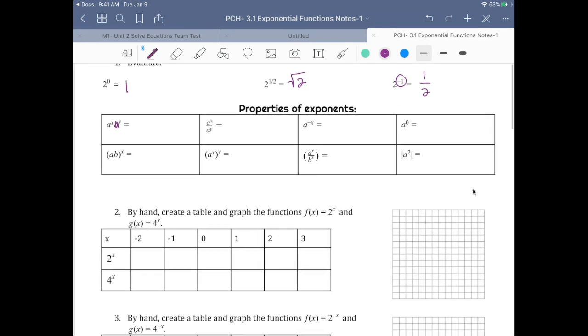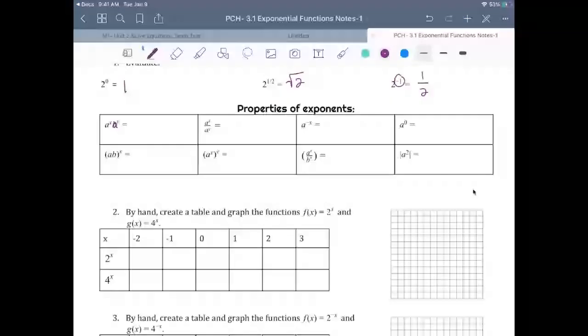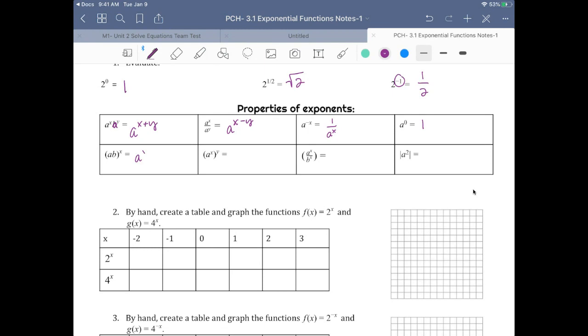Some properties of exponents. If I have a to the x times a to the y, that's a to the x plus y. A to the x over a to the y is a to the x minus y, the exponents subtract. This one would be 1 over a to the x. The negative exponent pushes the base to the bottom. Anything to the 0 power is 1. AB to the x, another way to write that is a to the x, b to the x. Everything inside the parentheses gets raised to the power.